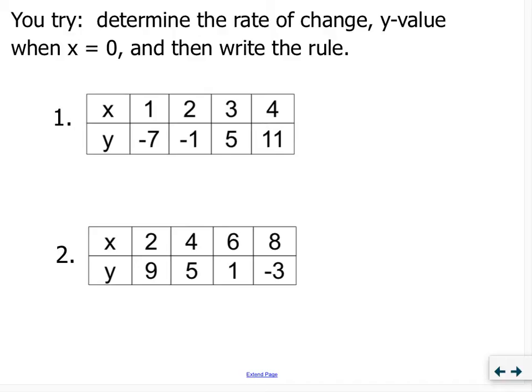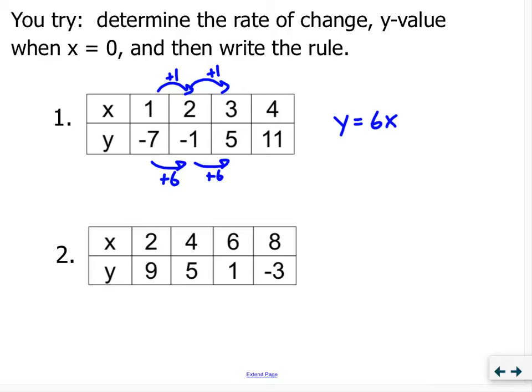So if I'm looking for my rate of change, what I notice is that every time x goes up by 1, it looks like my y value goes up by 6. And the same holds true with my x again. If I go up 1, it looks like I'm going up by 6. So that rate of change is 6. So I'm going to start by saying y equals 6x. And then I've got to fill in that y-intercept.